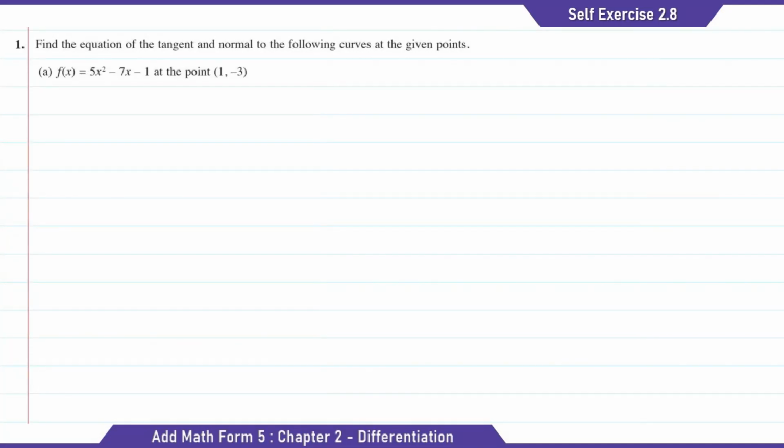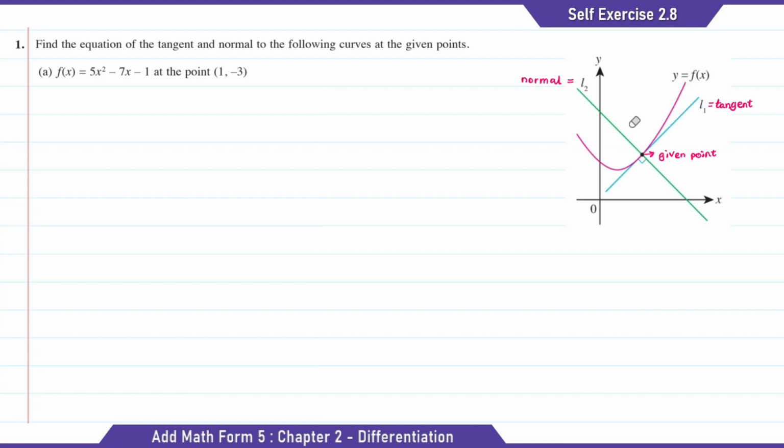Self-exercise 2.8, question 1. Find the equations of tangent and normal to the following curve at the given point. Using this diagram as an example, L1 here will represent the tangent and L2 here will be the normal, and this point here will be the given point.